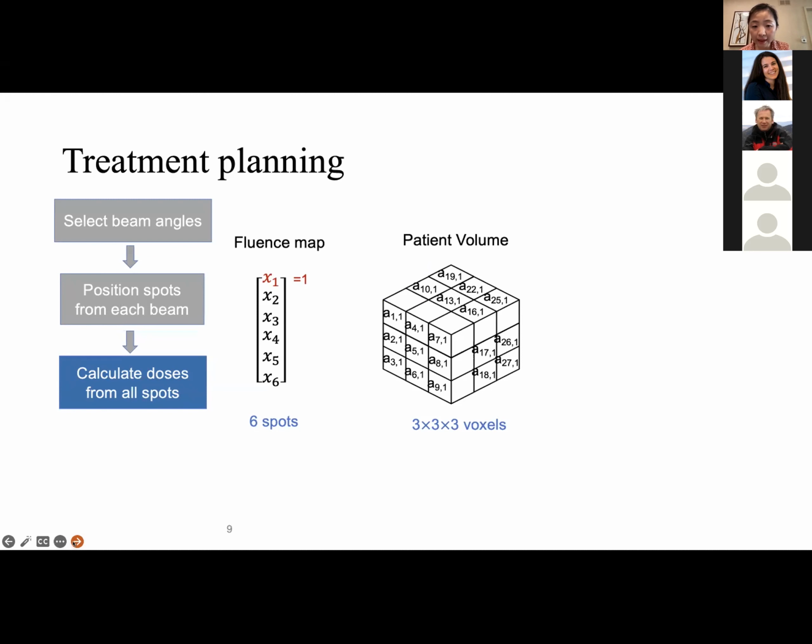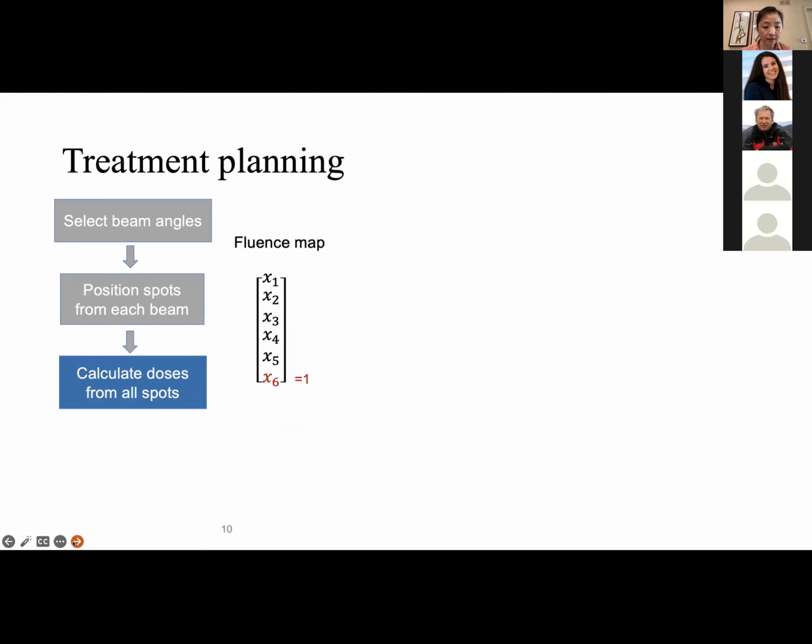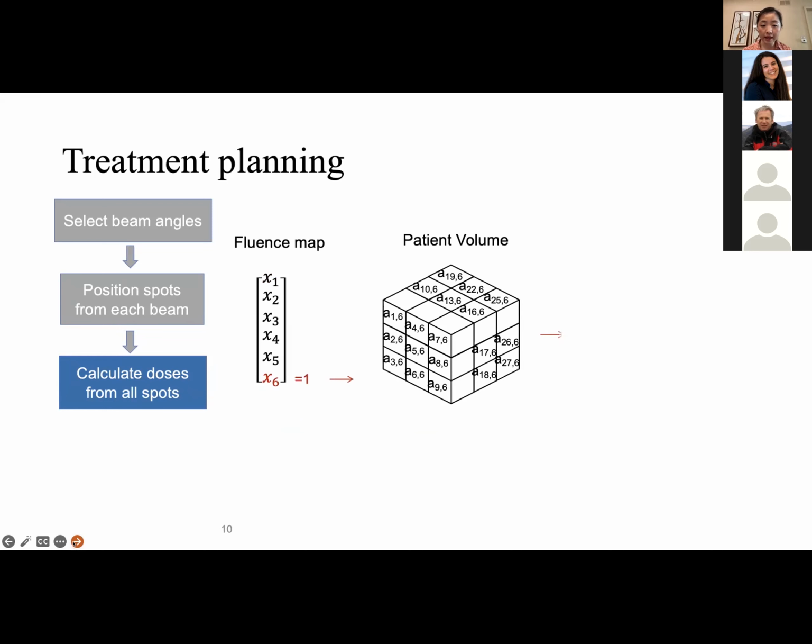So A sub 2(1) means the dose from the first spot to the second voxel in this volume. And then what we can do is stretch this volume dose into a vectorized dose. This gives us a column here, which represents the dose from spot 1 to every voxel in the patient. And next, we can just repeat this for every spot, do a dose calculation for every spot, and this will give us a matrix.